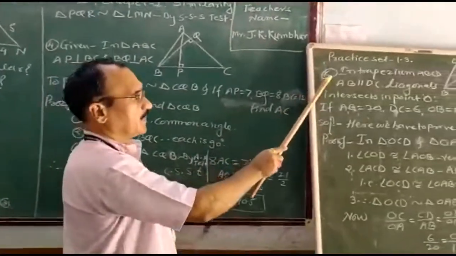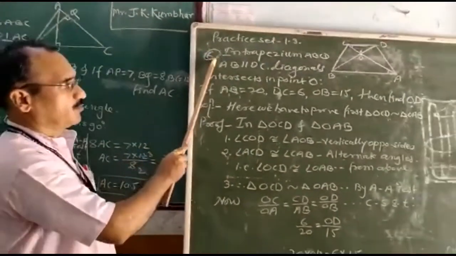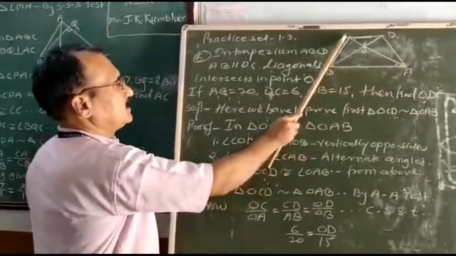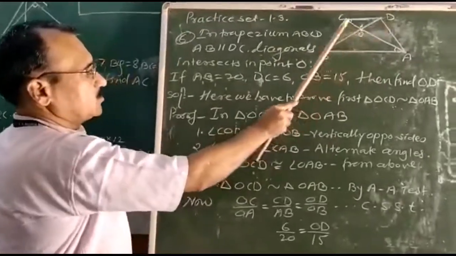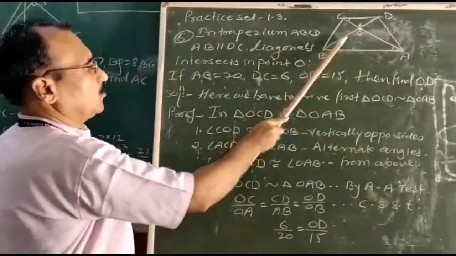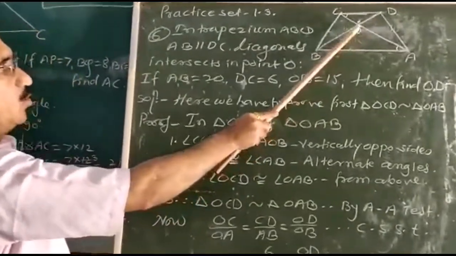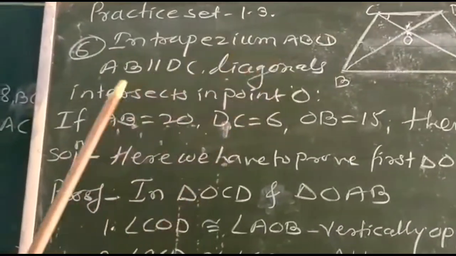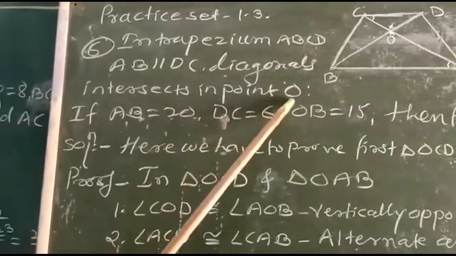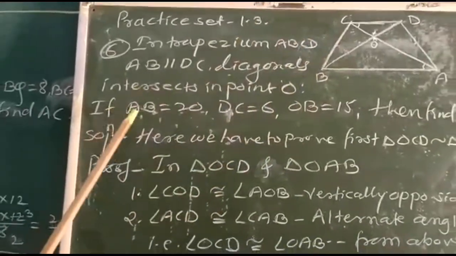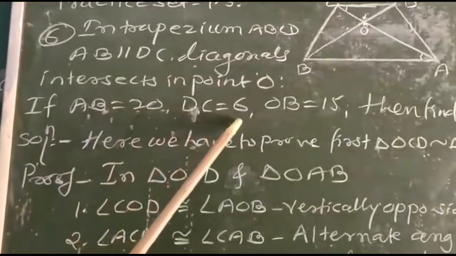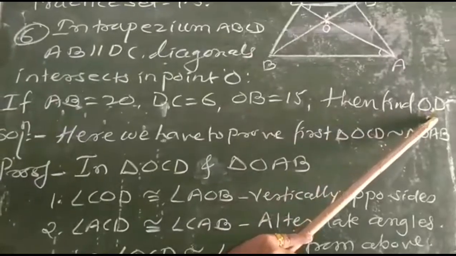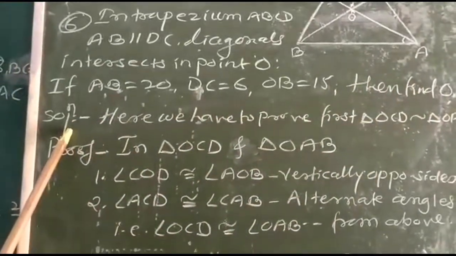Now we are going to see the sixth example from our textbook. In our textbook, this trapezium ABCD is given, and these two diagonals, diagonal AC and diagonal BD, intersect at point O. AB is parallel to DC, and the diagonals intersect at point O in our figure. If AB is equal to 20, DC is equal to 6, OB is equal to 15, then we have to find OD. For that purpose, we are going to solve this example.